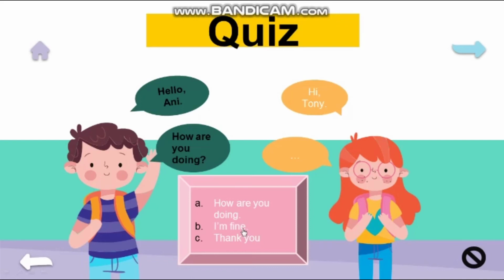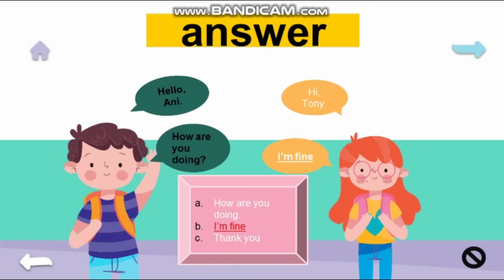You already have your answer? Let's find out. The answer is B, I'm fine, because you are in an informal situation, so you can answer informally. And why is it not A? Because that's not what Tony is asking. And why not thank you? Because Tony is asking about your condition, he is not complimenting you or doing you any favor.